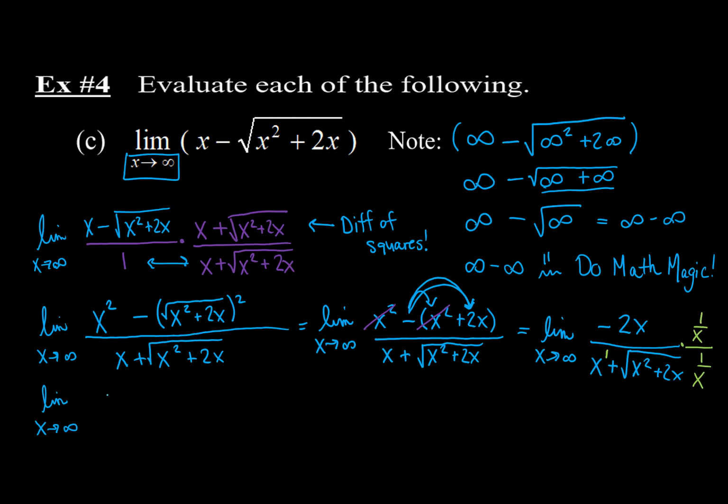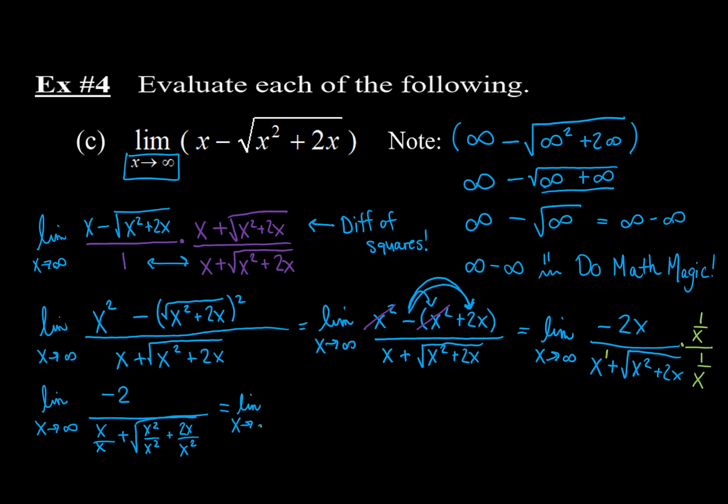So when I multiply it out, I'm going to end up with negative 2 on the top. On the bottom, I'm going to end up with x over x, plus, now remember when I put it inside the square root, the power is going to double. So when I multiply the 1 over x by the square root, I'm going to put it inside with an x squared.